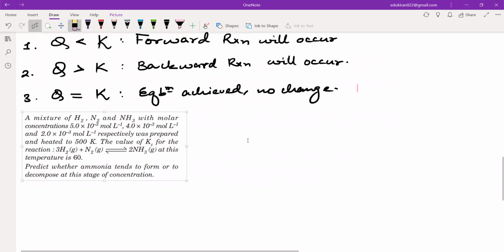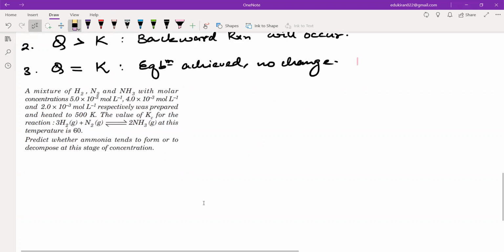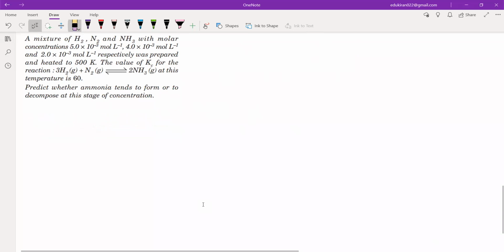Right now, if you see this question, they are saying that a mixture of H2, N2, and NH3, that means hydrogen, nitrogen, and ammonia, with molar concentrations 5 into 10 to the minus 3, 4 into 10 to the minus 3, and 2 into 10 to the minus 3 moles per liter respectively was prepared and heated. Was prepared means it is the initial concentration, and heated to 500 Kelvin. The value of K given for this reaction at this temperature is 60. Now you have to predict.